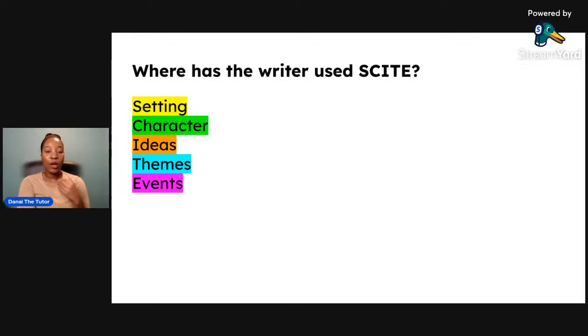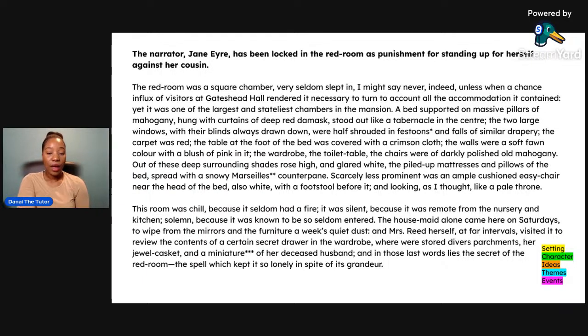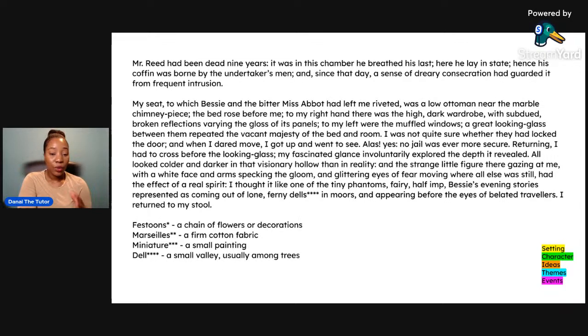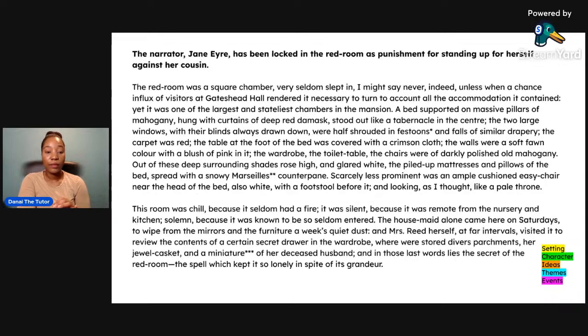So if you've just joined us, these are some of the things that you can explore when you are evaluating: settings, character, ideas, themes, events. You're going to read this text, and you would have already received it if you registered. If not, it's okay because I'm displaying it. There are some words that might be unfamiliar, so at the bottom of the text I've put some definitions. If you come across a word and think, I don't know what that means, check the end of the text. It's the same in your exam as well. You will have vocabulary, some words that the exam board might predict will be difficult, which is common for a 19th century text.